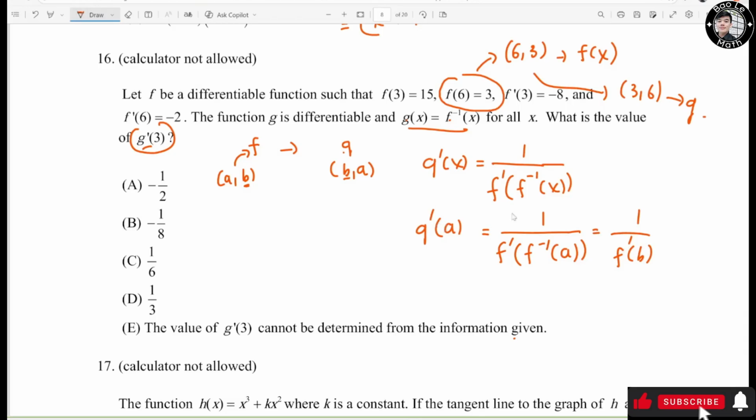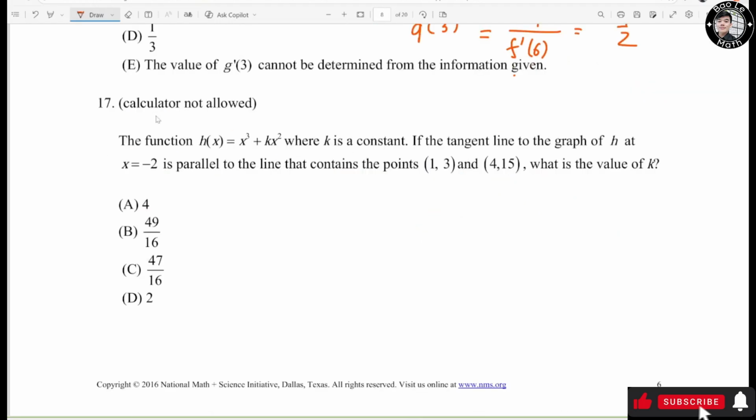So we calculate g prime of 3 equals 1 over f prime of b, and b means 6 right here. So it's f prime of 6, which equals negative 2. So it could be negative 1/2. The answer must be A.